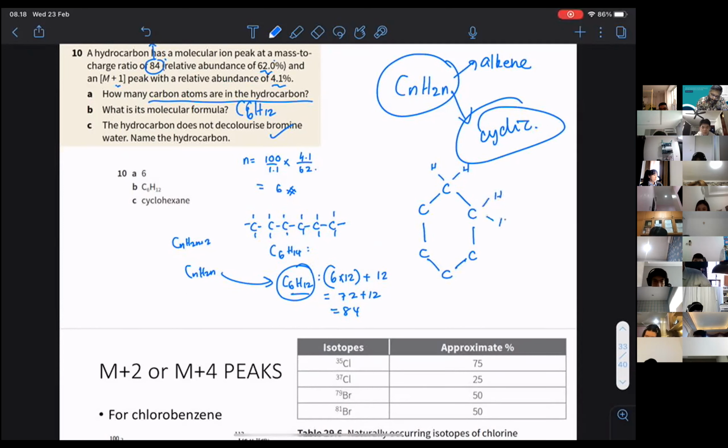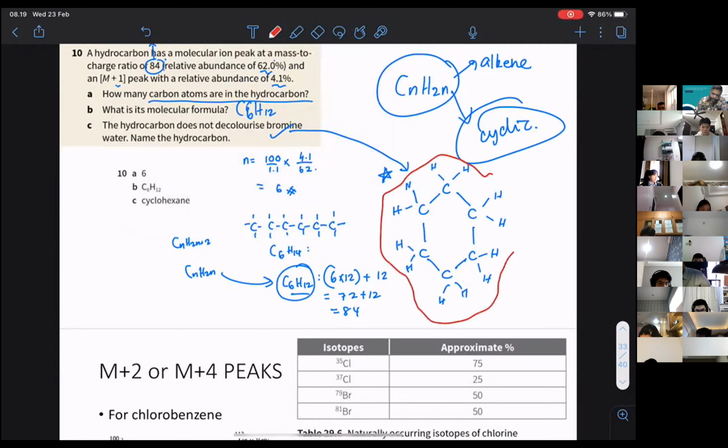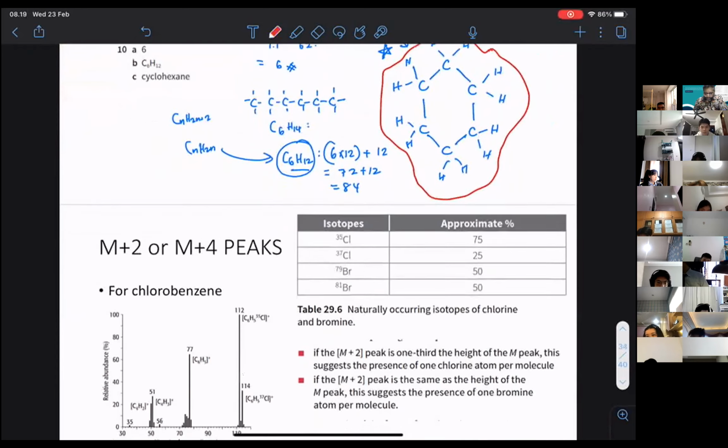So this is going to be the compound that they meant over here. They will have C6H12, but there is no double bond. So this is going to be the molecule. Confirm. Christopher, can you follow? Yeah. This is all what we have learned last time. So now, let's move on to this.